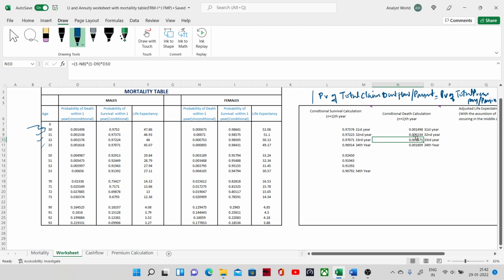Similarly, the conditional probability of dying in year 3 is that he would have survived the first year, the second year, and now the unconditional probability that he may die in the third year. So just again follow the formula bar. It is 1 minus D8 into 1 minus D9 into D10. Similarly, fourth year, it is 1 minus D8, 1 minus D9, 1 minus D10 into D11.